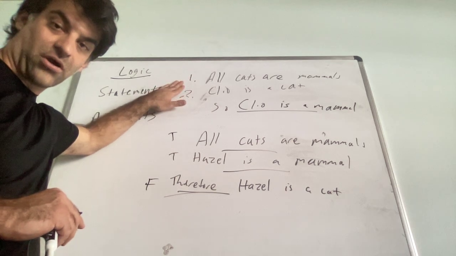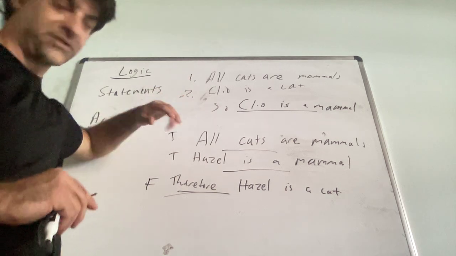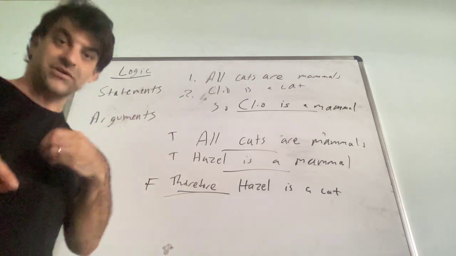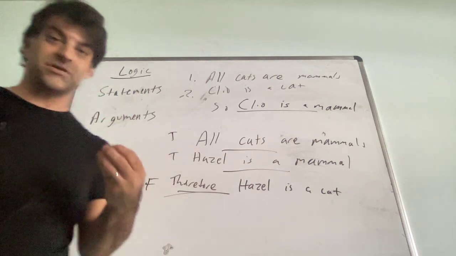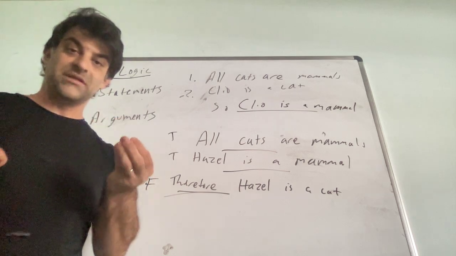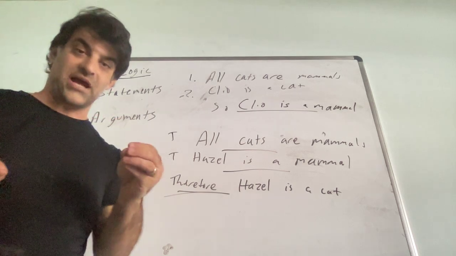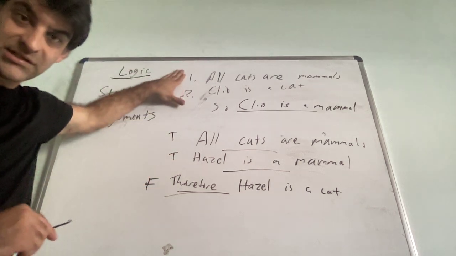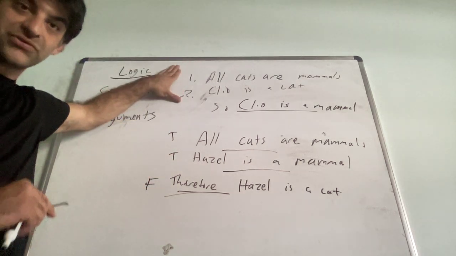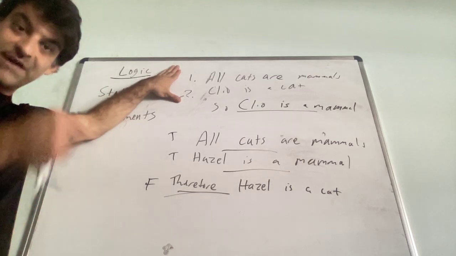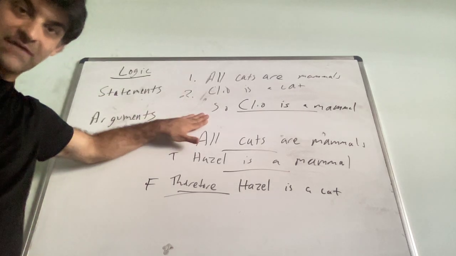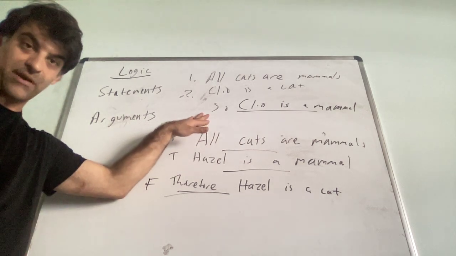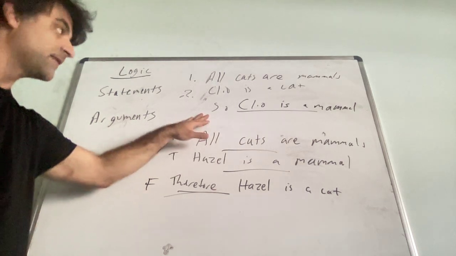All cats are mammals, Cleo's a cat, so Cleo's a mammal. All three of these sentences are statements. So the components of arguments are statements. But we have statements that have two different jobs. We have some statements that are used to support the conclusion as the basis for the conclusion. And then we have the conclusion that is drawn or inferred from those premises, from those statements.